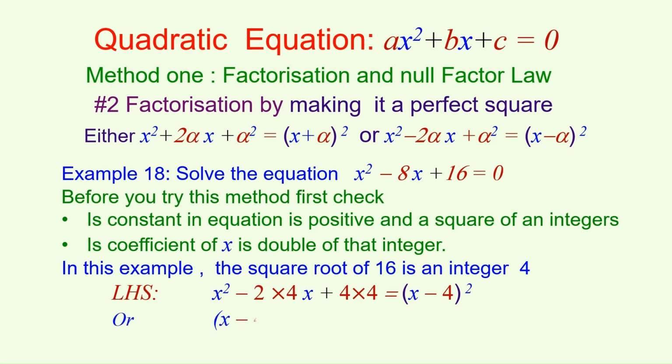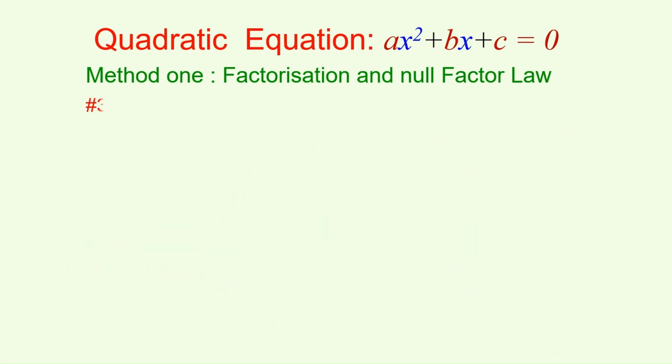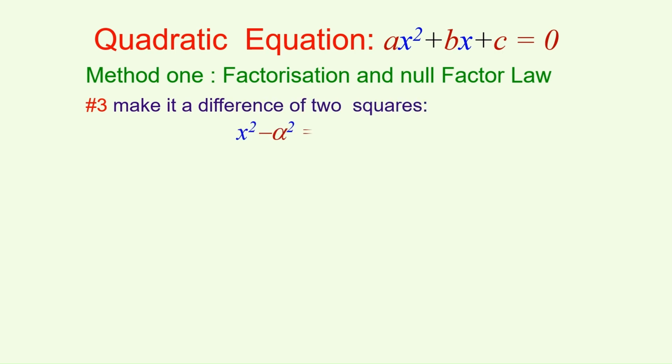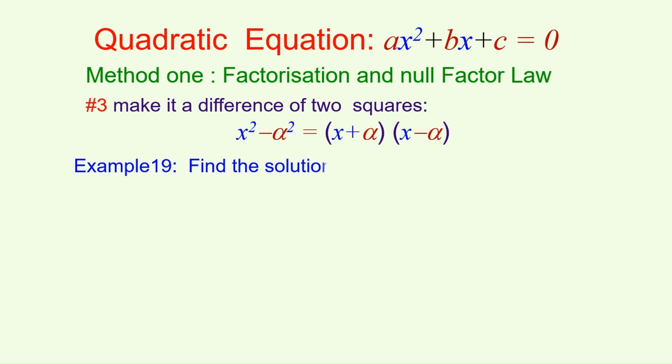x squared minus 2 times 4x plus 4 times 4 equals (x minus 4) whole squared, or x minus 4 equals 0, therefore x equals 4 is the solution. Number 3. Make it a difference of two squares: x squared minus alpha squared equals (x plus alpha) times (x minus alpha).